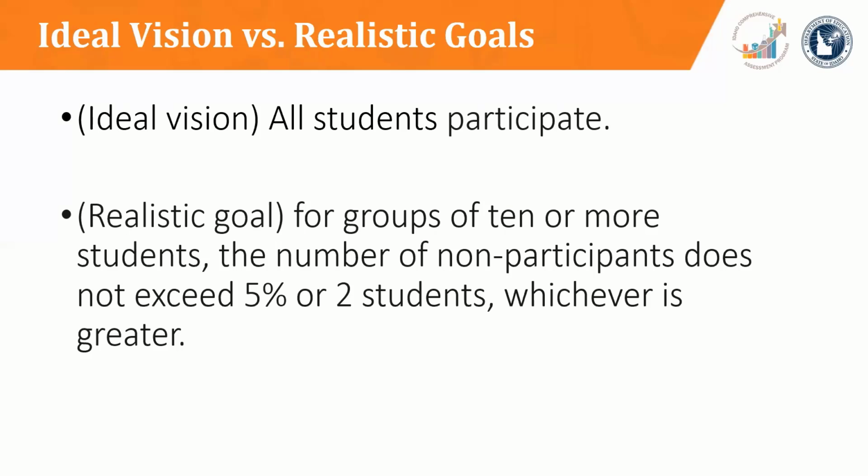So both the federal and the state government said, let's make 95% as a more realistic goal. For groups of 10 or more students, the number of non-participants should not exceed 5% or 2 students, whichever is greater. Per Idaho administrative rule, this 95% goal has been in place since 2004.